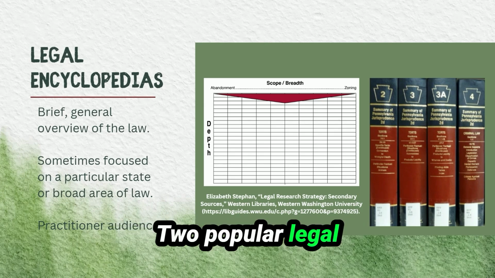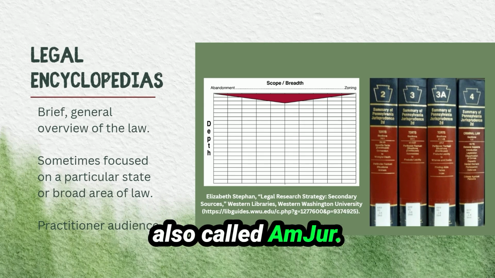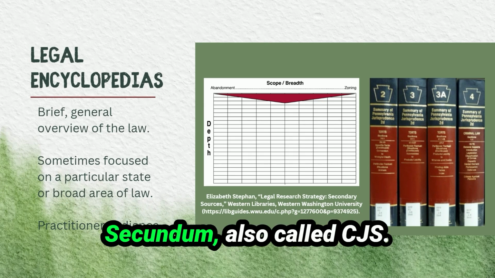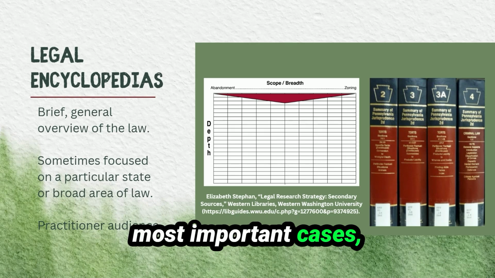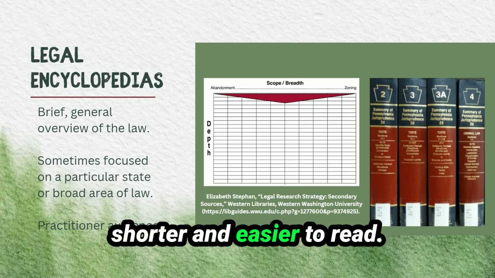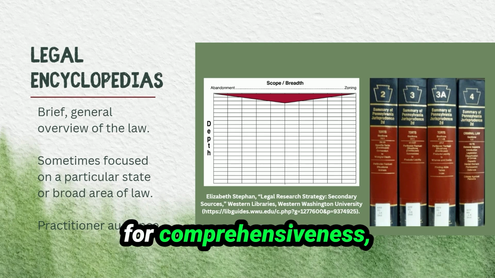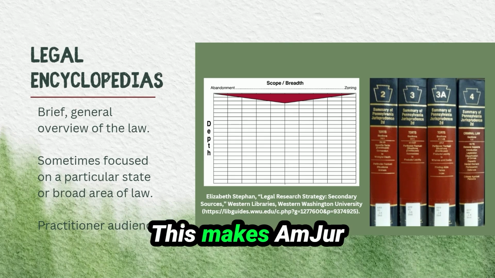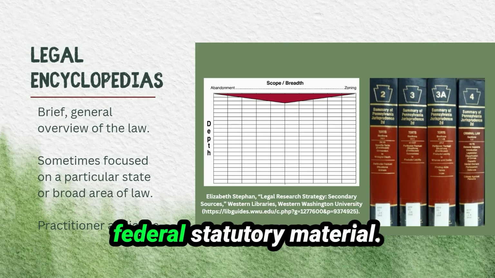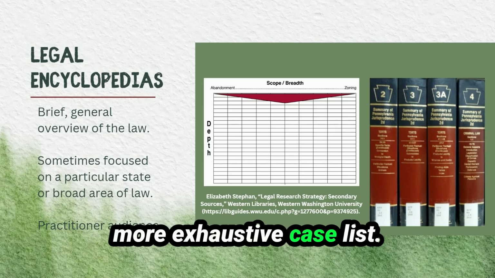Two popular legal encyclopedias are American Jurisprudence, also called AmJur, and Corpus Juris Secundum, also called CJS. AmJur is selective, offering citations to the most important cases, which makes its articles shorter and easier to read. In contrast, CJS aims for comprehensiveness, often providing pages with more footnotes than text. This makes AmJur better for readability and federal statutory material, while CJS provides a more exhaustive case list.